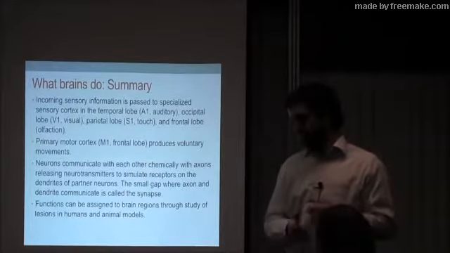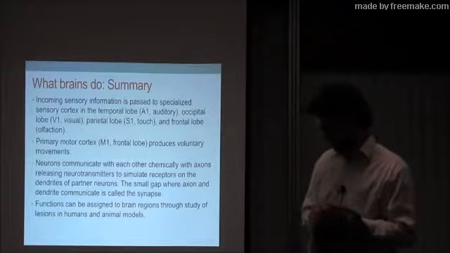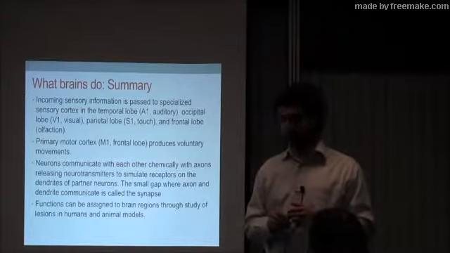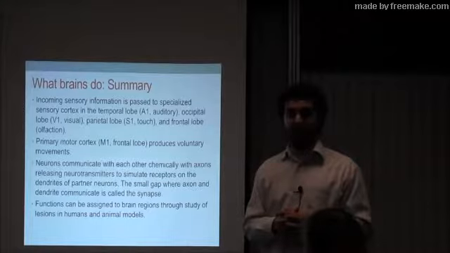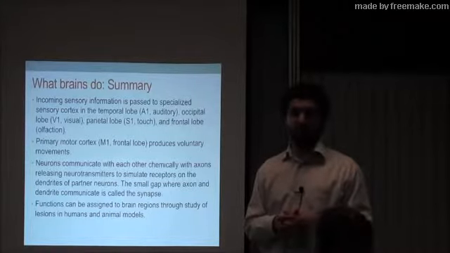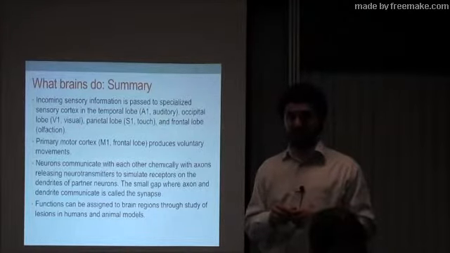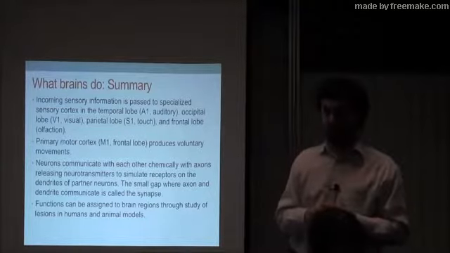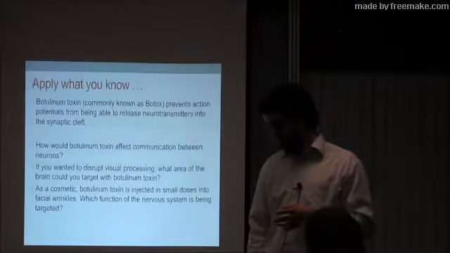So in summary, we spoke about the somatosensory and motor pathways in the brain. We spoke about how neurons communicate through chemical and electrical neurotransmission. And we had a bird's eye view on how brains produce behavior. And we discussed briefly some of the techniques that scientists used to uncover the functions that are associated with particular brain areas. Okay, let's apply what we know, and then we will get a break.